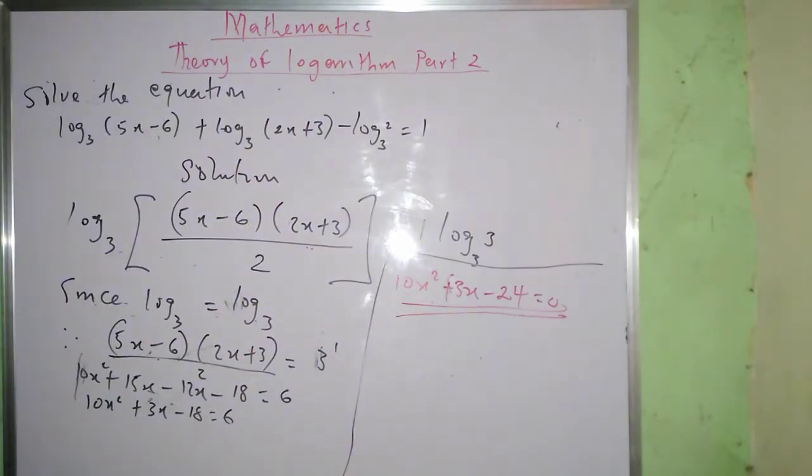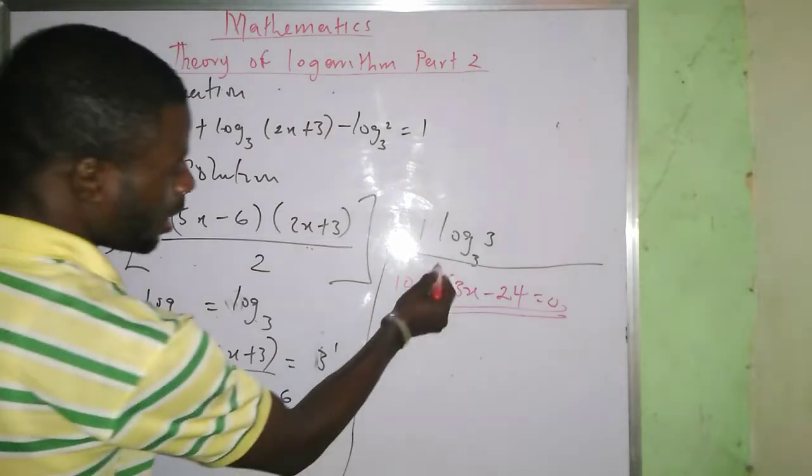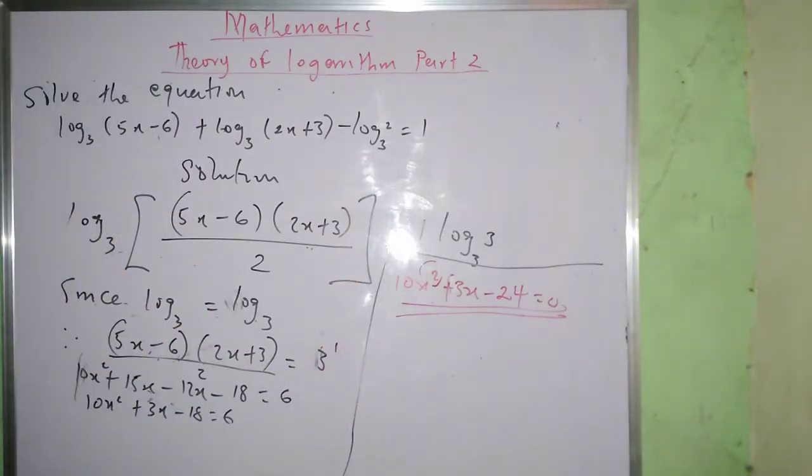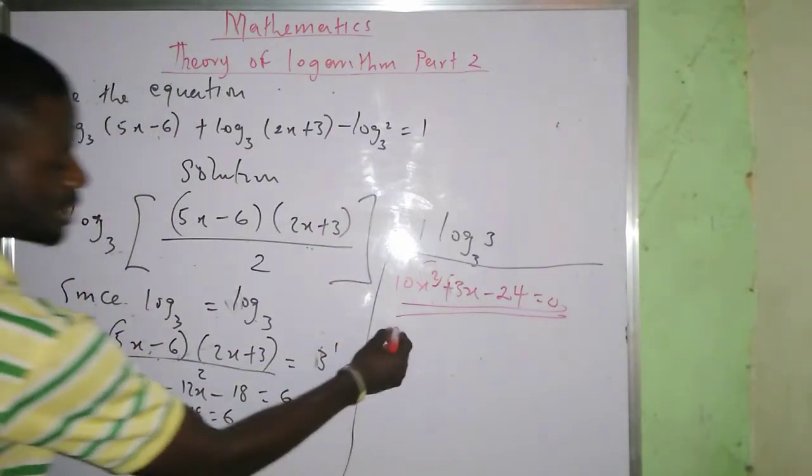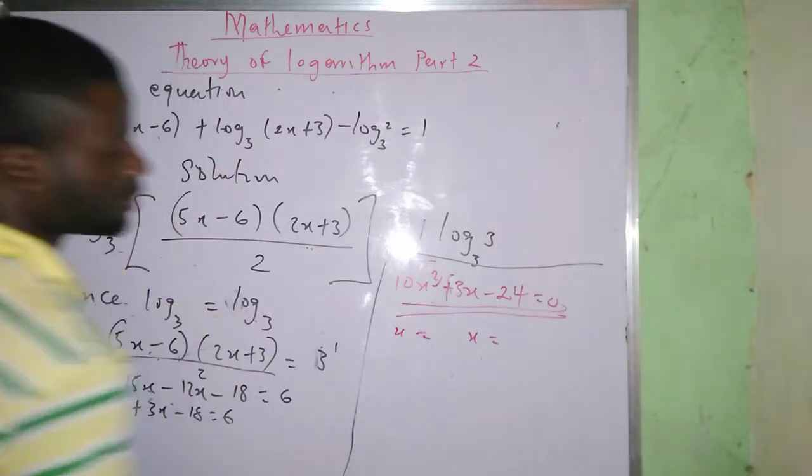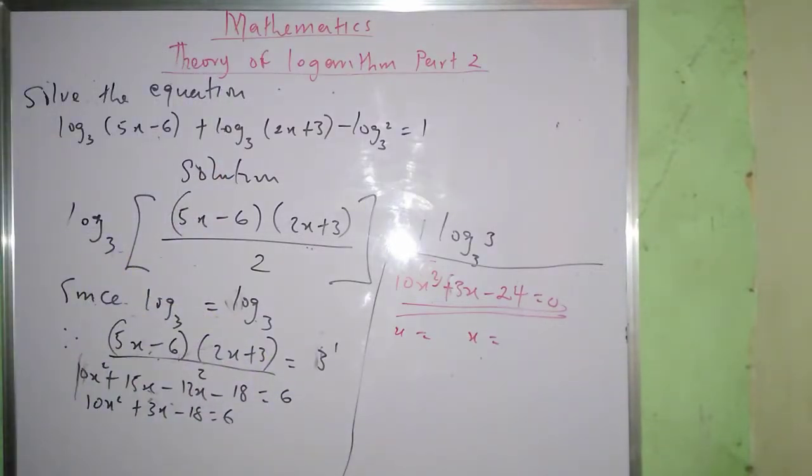And a quadratic equation will give you two roots, x will be something and x will be something. There are 4 methods of solving quadratic equations. I'm not here to teach quadratic equations, but this is how to go about it. After that, you test for it. That is just about that.